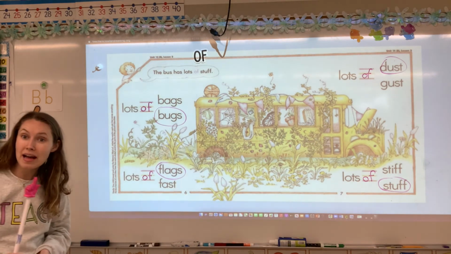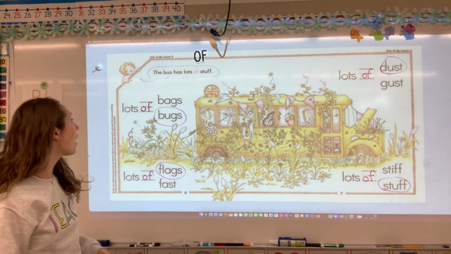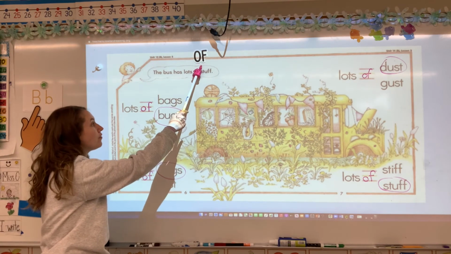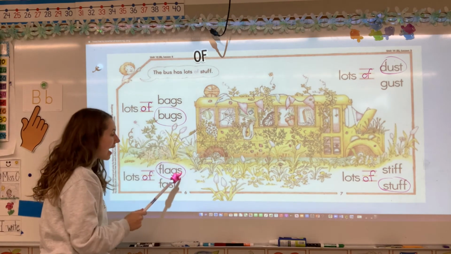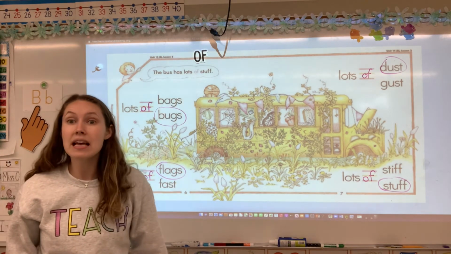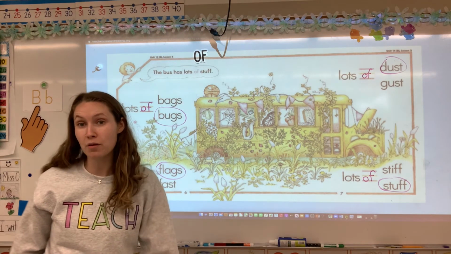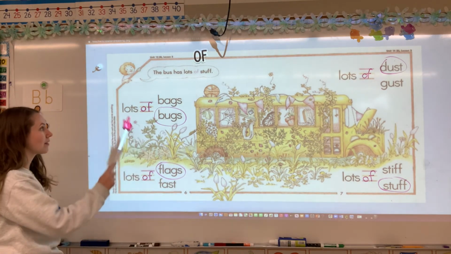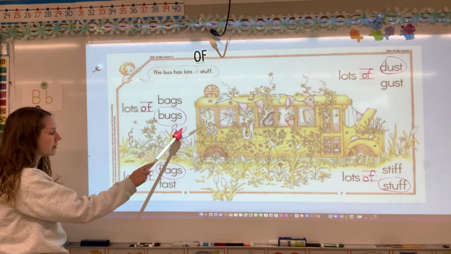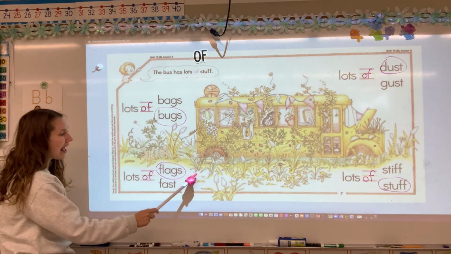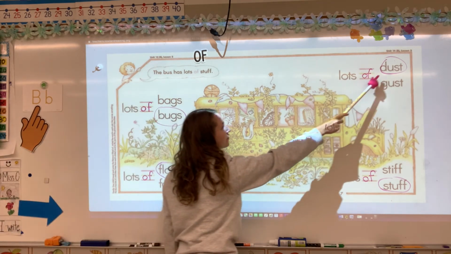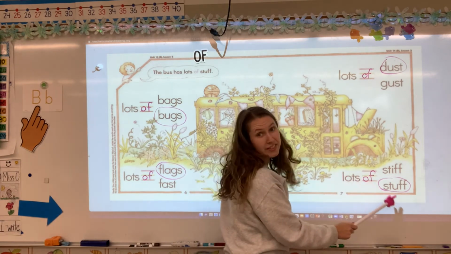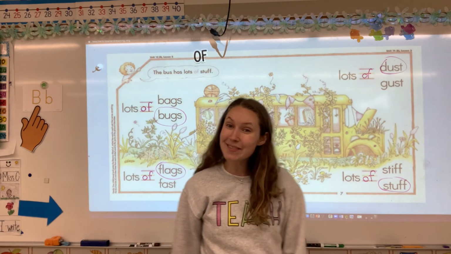Nice job, everyone. So here we were working on adding that memory word of and looking at how when we add an S to the end of our words, it becomes a plural, more than one. Let's read the sentences again. Lots of bugs. Lots of flags. Lots of stuff. Nice work, everyone.